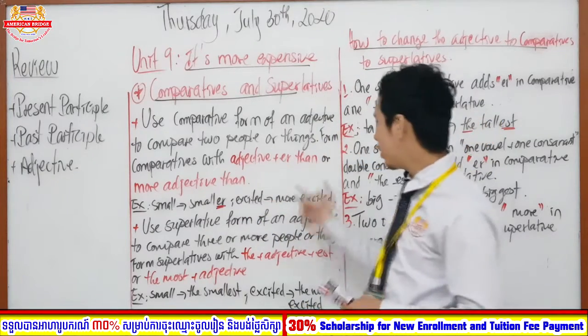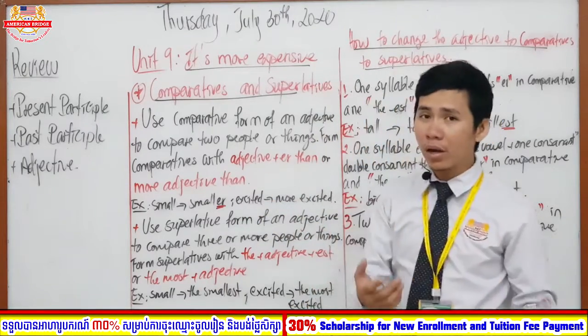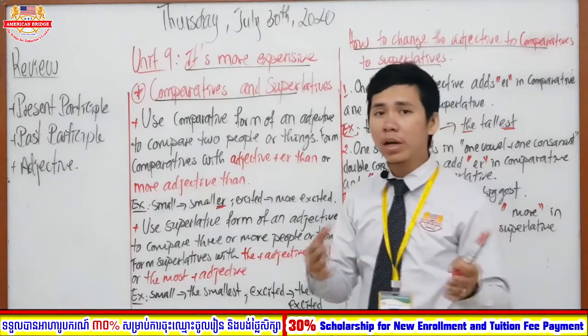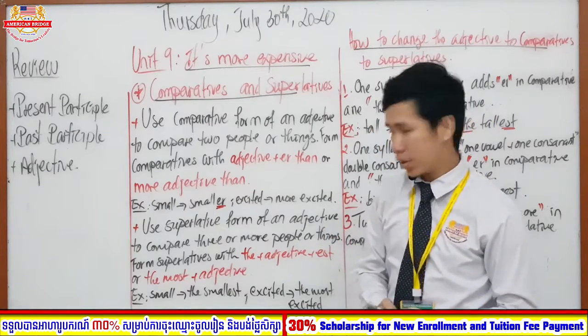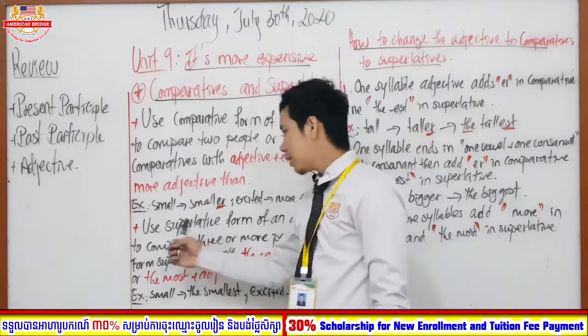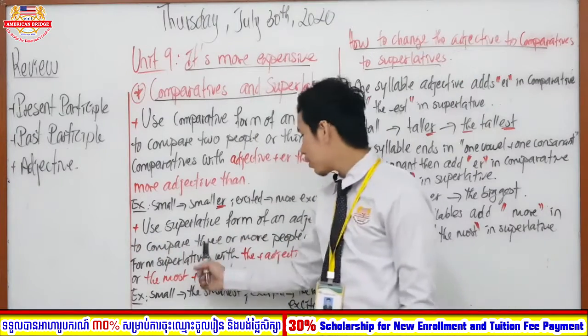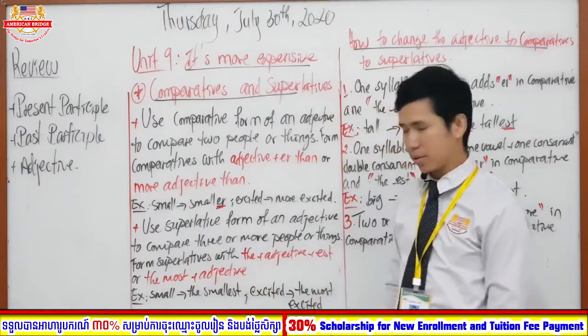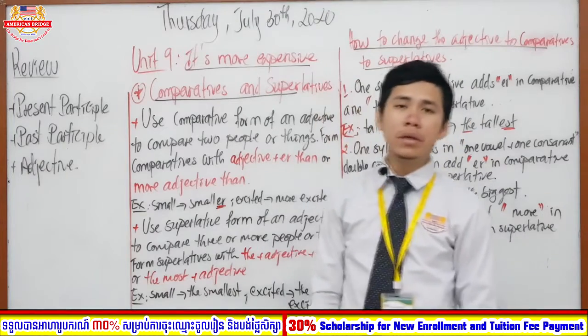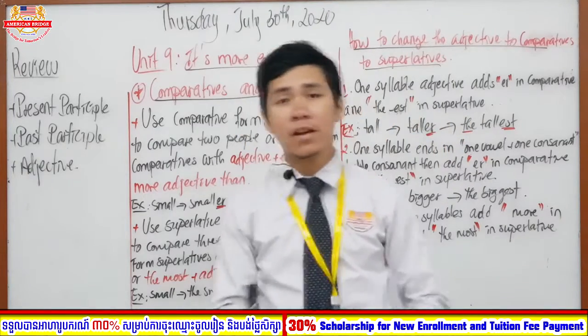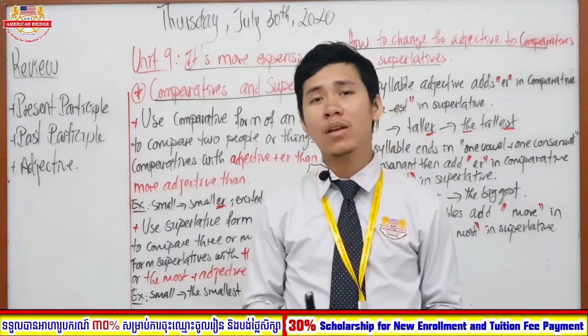So this is the word "than", which will be added after the adjective with -er, and also the adjective with "more", okay? Right. So the next one is to use the superlative form of an adjective to compare 3 or more people or things. Okay. So in here, it might be a little bit different from the comparative.